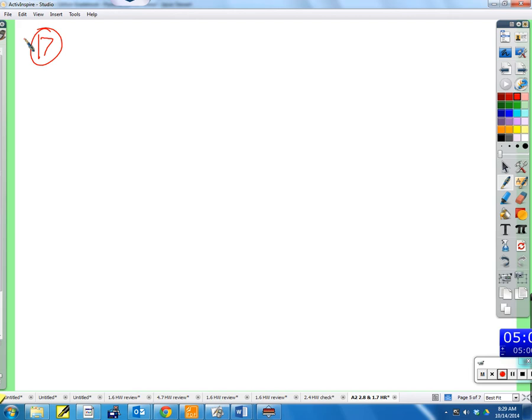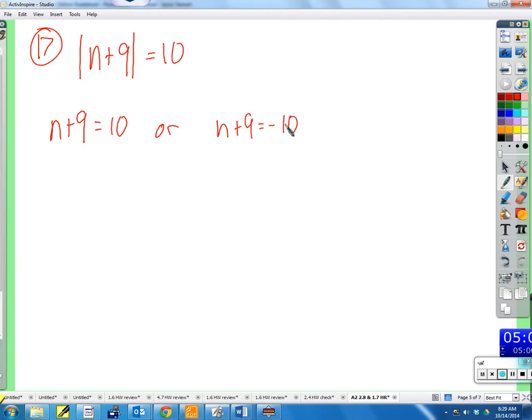17, not 7. Read that wrong. Absolute value of n plus 9 is equal to 10. So n plus 9 would be equal to 10, or n plus 9 would be equal to negative 10. Okay, so we subtract 9, n could be 1, n could be negative 19. So just to graph it, so here's 0, here's 1, so n could be 1, or it could be negative 19.